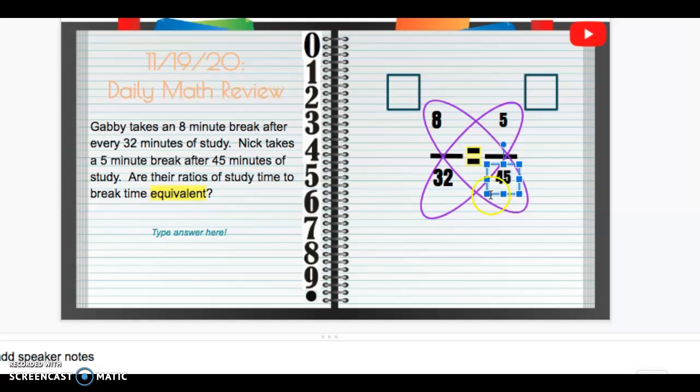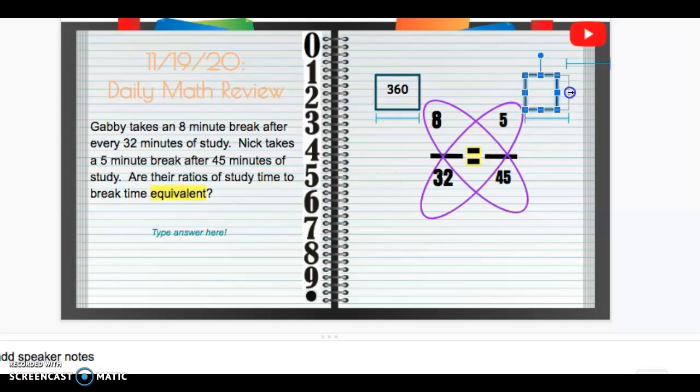Okay, so now what you're going to do is you're going to do 8 times 45. So you're going to do 8 times 45, and 8 times 45 equals 360. So you would have 360 here. Then you're going to do 32 times 5, and you're going to get an answer.